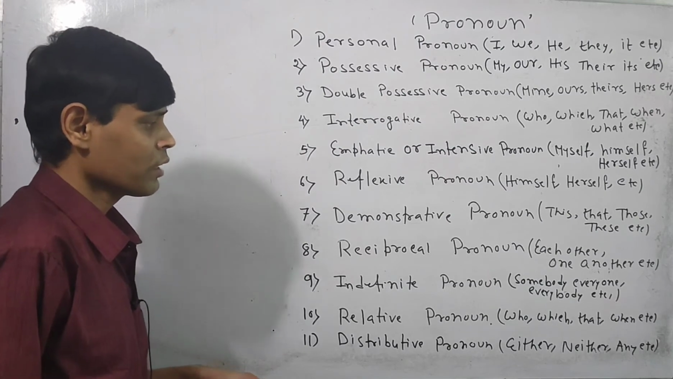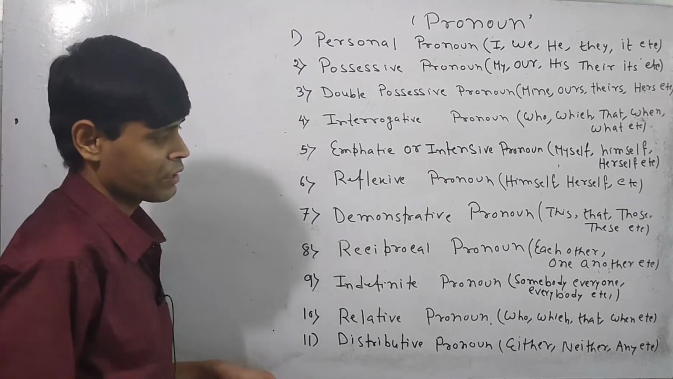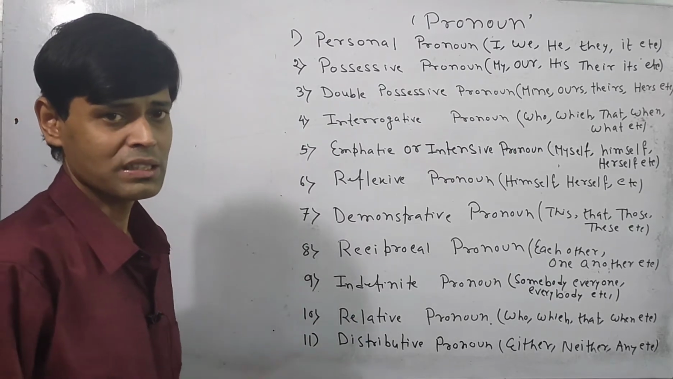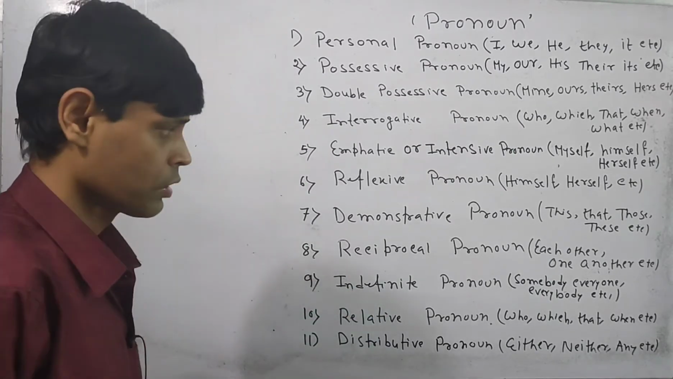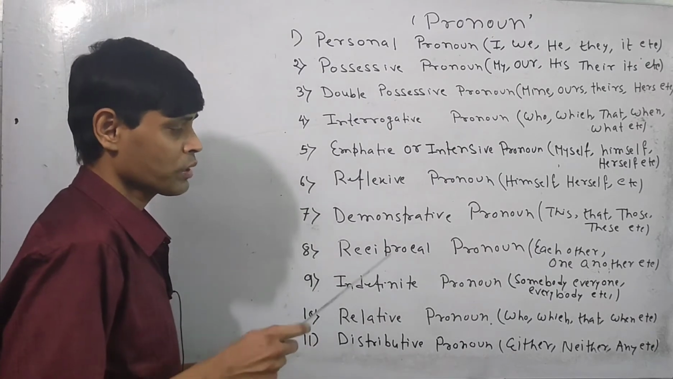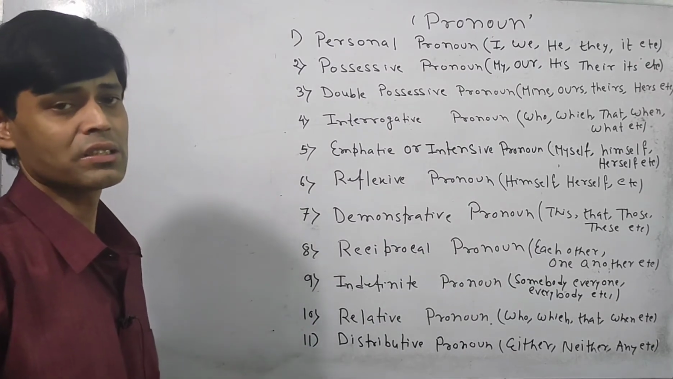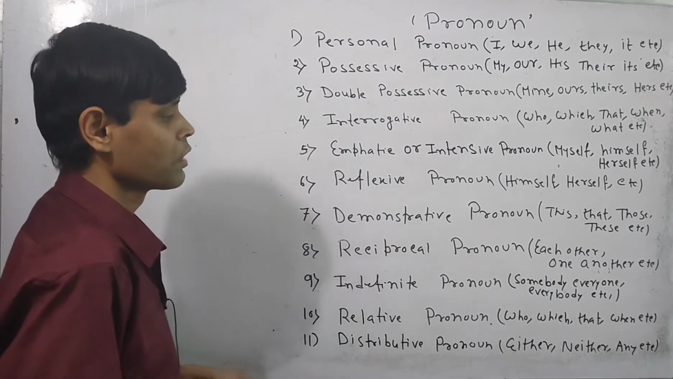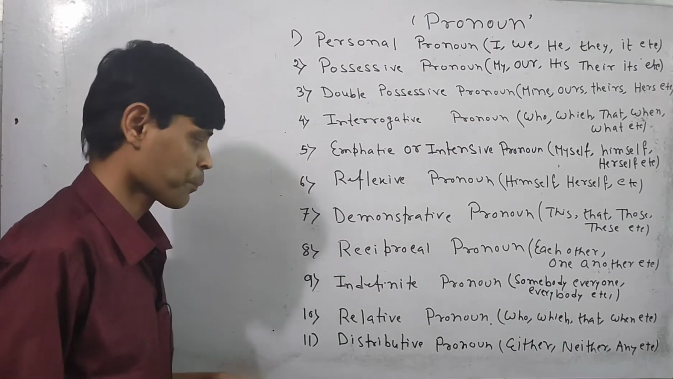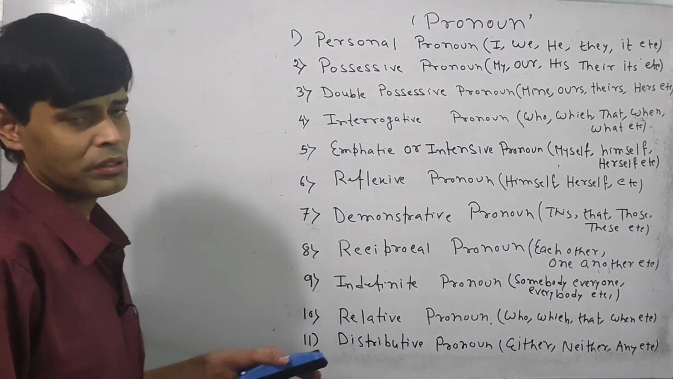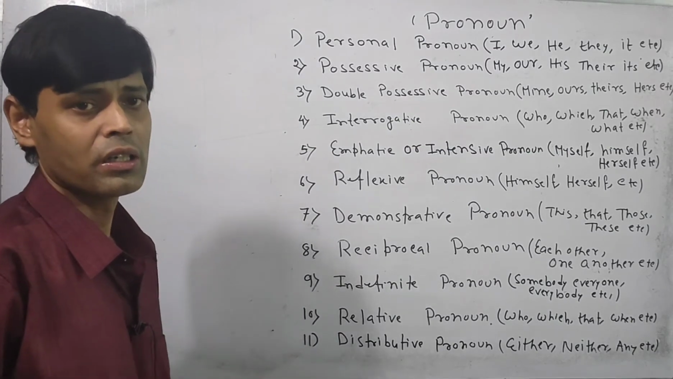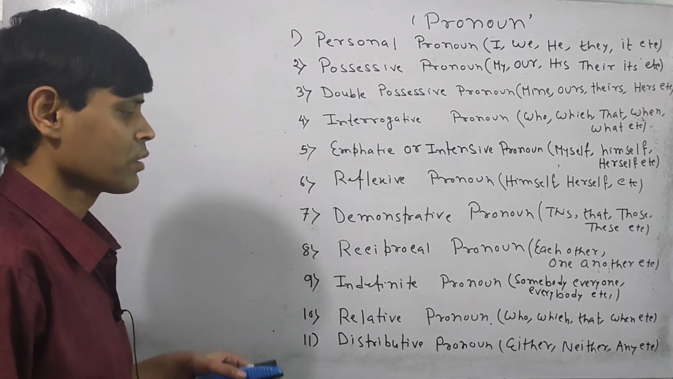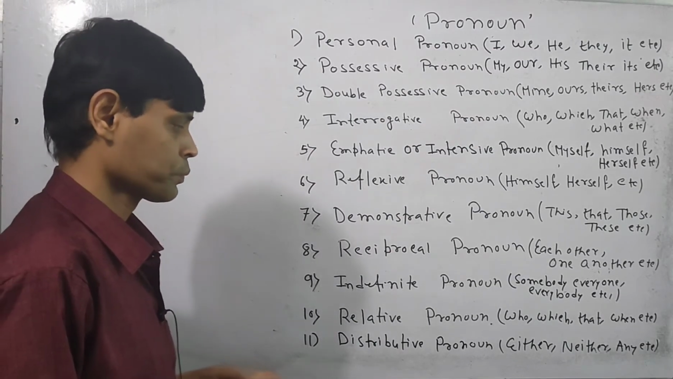Reciprocal pronouns like each other, one another. Be careful of one thing. Each other will be used when two things or two persons are mentioned. On the other hand, if more than two persons or two things are cited or mentioned in the sentence, in that case, one another can be used. Indefinite pronouns like none, nobody, everyone, everybody, somebody, all are indefinite pronouns.